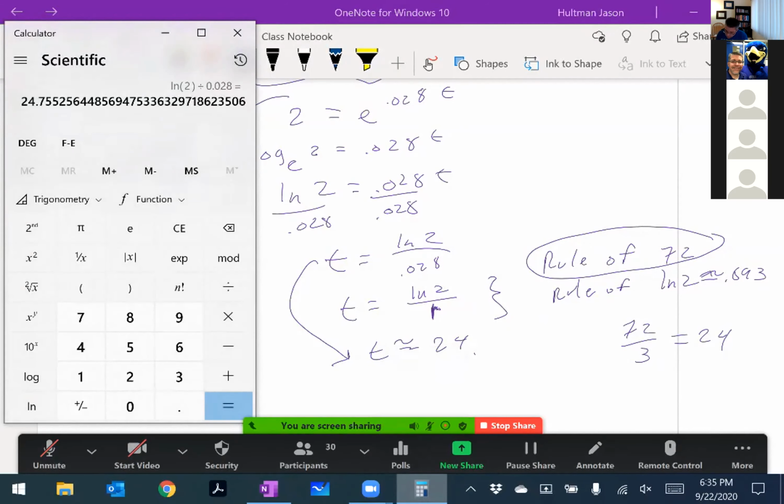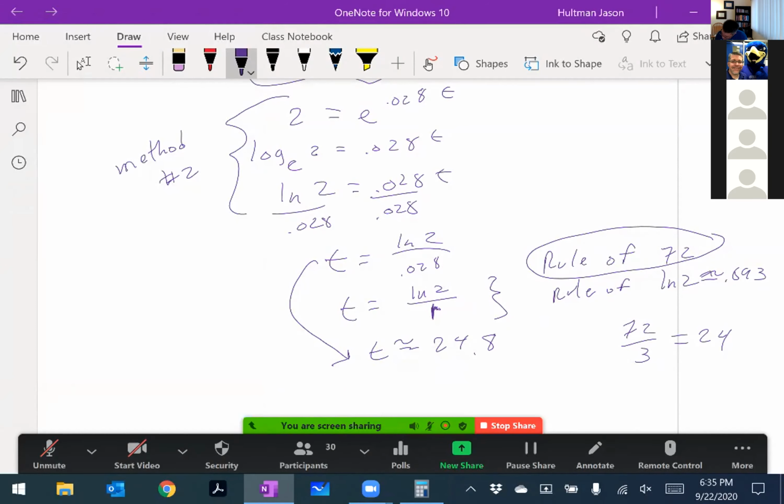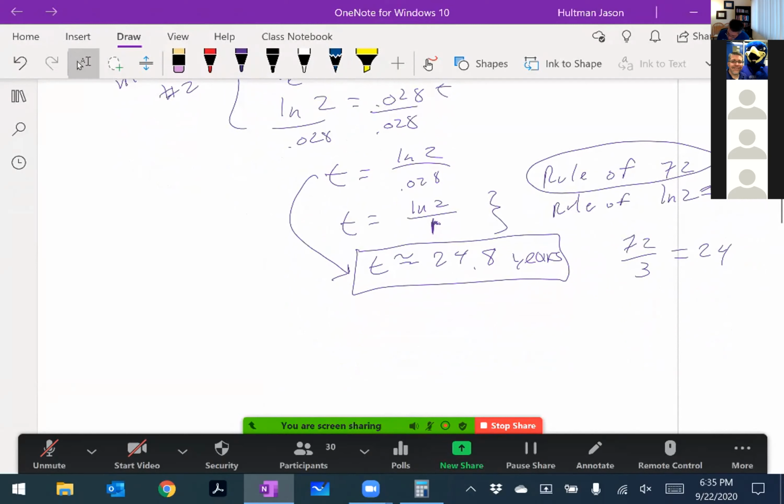This is 24.76, I would say, or 24.8 years. So this estimate was close, not exact. If we want the exact time, we have to do this. What we call this formula is the doubling time. The amount of time it's going to take for you to double something under exponential growth is natural log 2 over r. That's your doubling time.